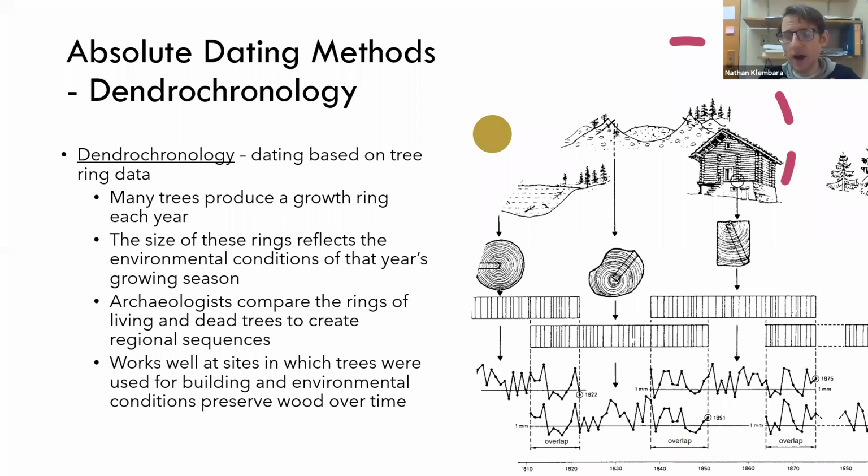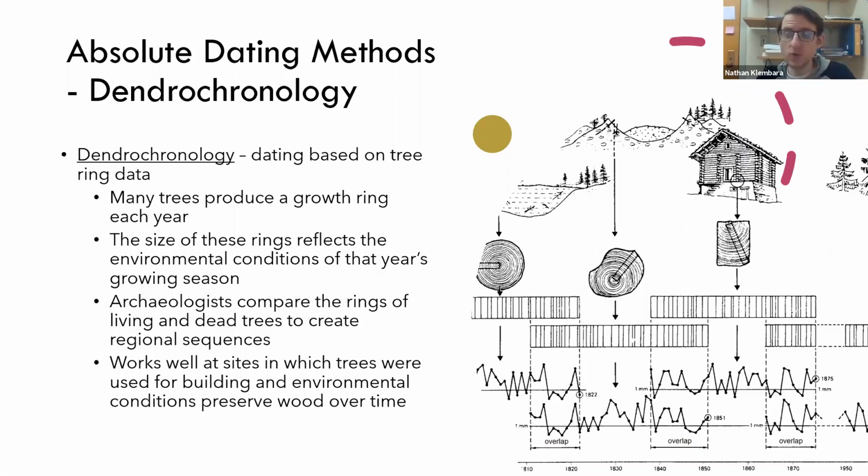This works really, really well in areas like the American Southwest where trees were used for building and where environmental conditions made it so that wood preserved well over time. Doesn't work so well in other contexts, and it only works well back for the past few hundred years. Our sequences are really good for more recent sites, but once we get into deep prehistory, wood isn't preserving, we don't have really good sequences for this.